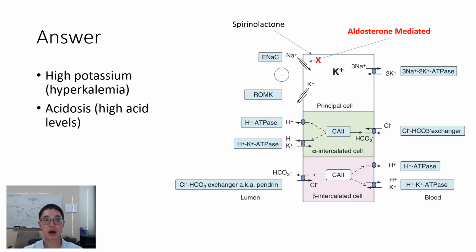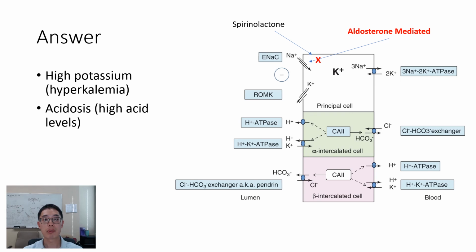Spironolactone is expected to cause high potassium and may cause acidosis in our body. Let's see how that works with this diagram. So remember that potassium is secreted in an aldosterone-dependent manner through the epithelial sodium channel, or ENaC. If we block the action of aldosterone, we no longer have ENaC activity, which decreases our ability to also excrete potassium through the ROMK channel. This is the buildup of potassium that may result in hyperkalemia in patients that are treated with spironolactone.